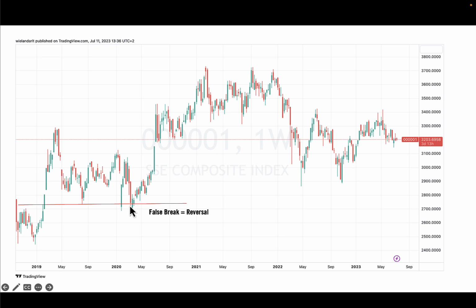Just imagine you sold here short. What happened? You needed to cover your position. So you needed to close your position. You become a buyer, and this is what happens then. Prices go up. So false break, this is the reversal. This is the moment where we like to enter as a buyer, right?